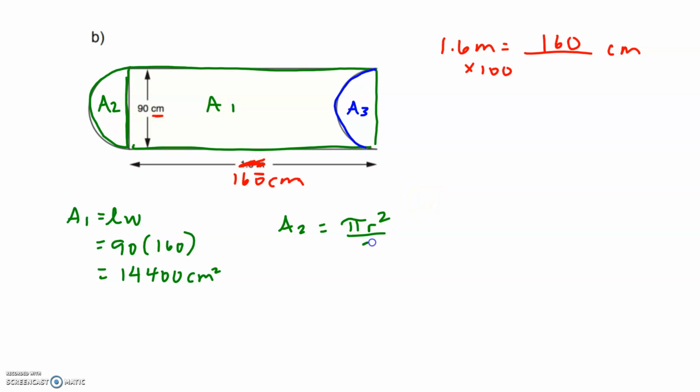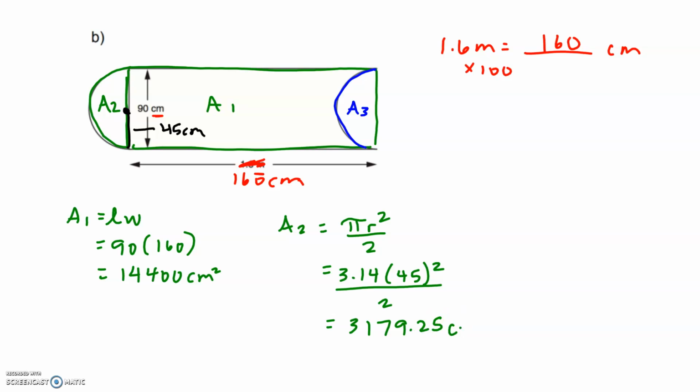Area 2 is a semicircle, so we know the area of a circle is pi r squared. And then we have to divide that by 2 because it's a semicircle, which means it's half the original amount. So pi is 3.14. We know that the radius is from the center to the edge, so that would be half of 90, which is 45 centimeters. So we'll put that in the formula, and that's divided by 2. So 3.14 times 45 squared divided by 2 equals 3,179.25 centimeters squared.